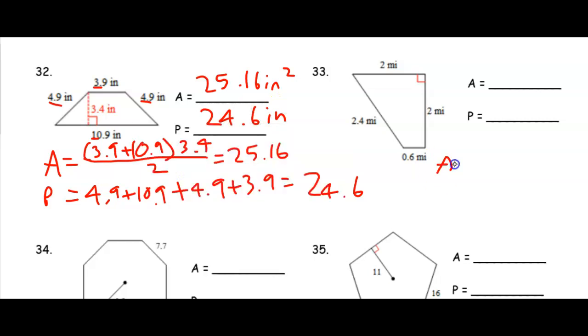So the area is base 1, base 2, plus 0.6, times the height divided by 2, equals 2.6.